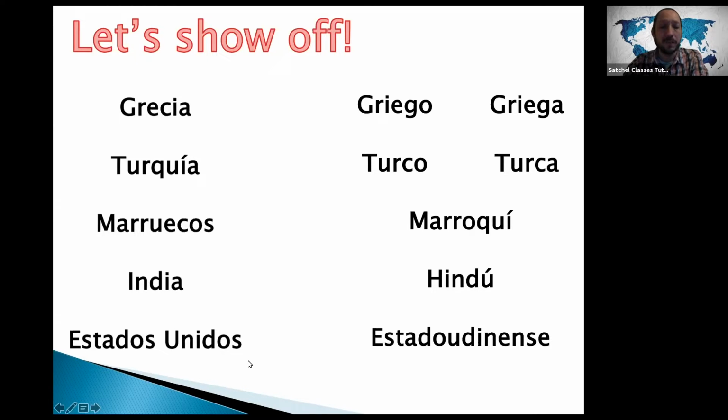Finally, we have Estados Unidos. And as I said previously, we don't say americano, americana, because to us that means more like you come from the continent rather than the country. And in this case, we have to use this very long word, estadounidense. There's a lot of sounds there. In actual fact, you're using all the vowels in that word. A, E, I, O, U, estadounidense.